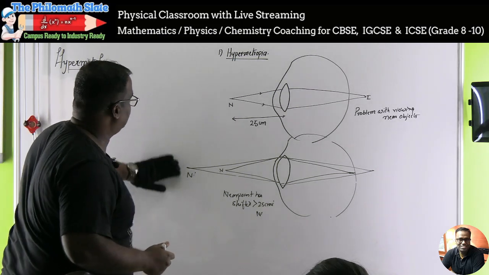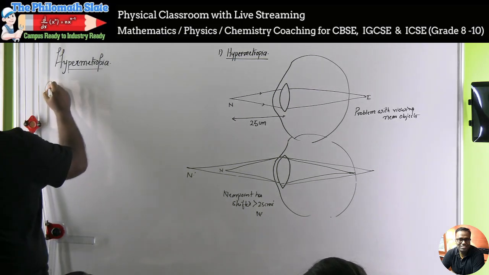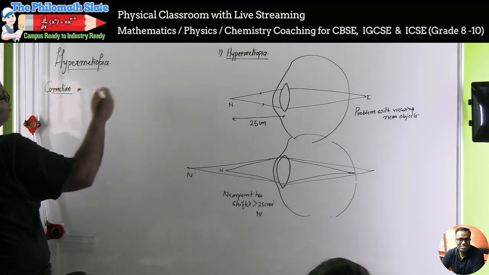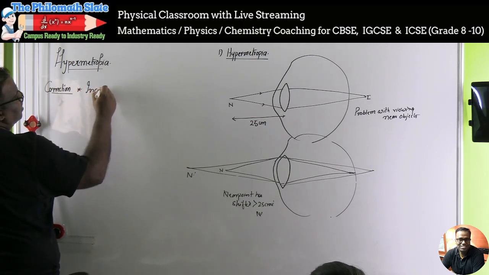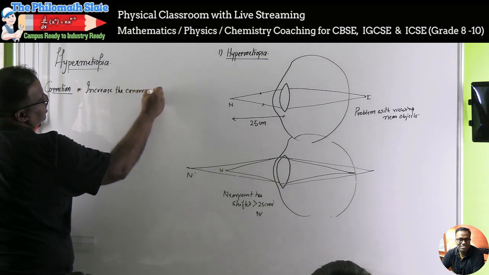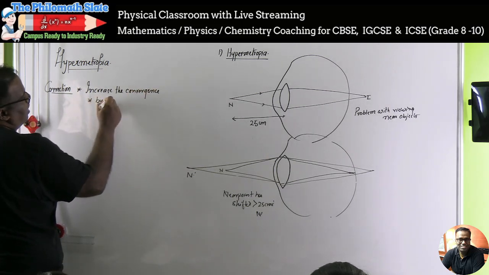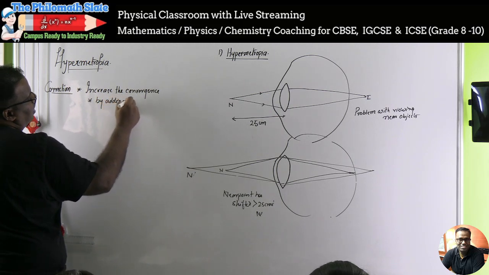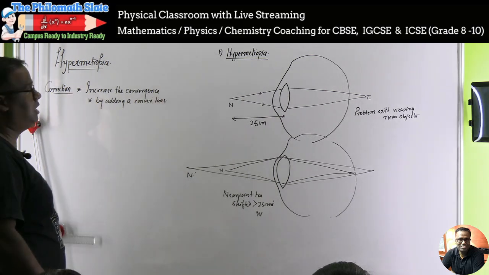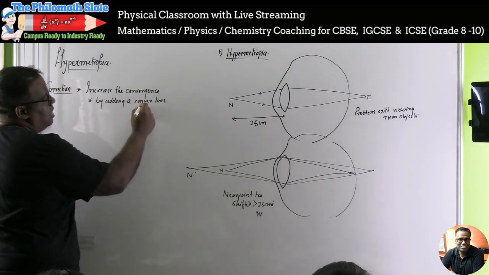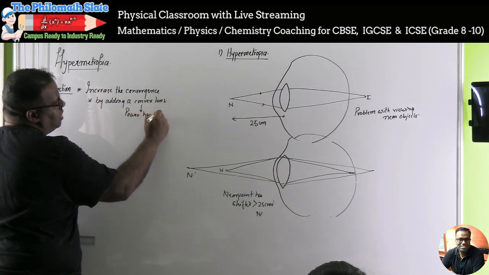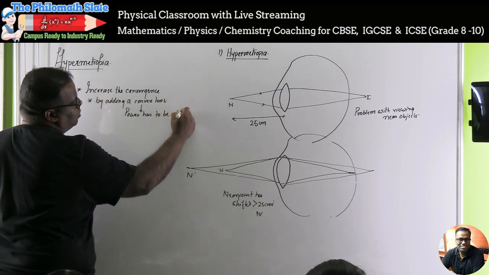So let's understand the correction. The correction would be, understand it chronologically, increase the convergence. Increase the convergence. How? By adding a convex lens. Convex lenses are converging lenses, so we will increase the convergence by adding a convex lens. Now this convex lens power has to be adjusted. This is what the optometrist will do for you.